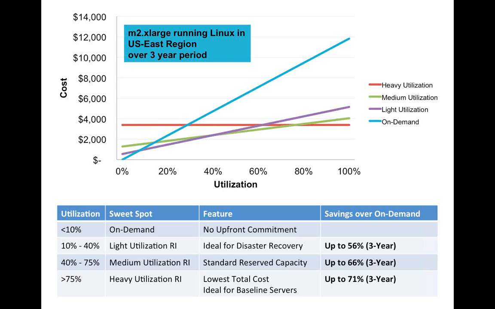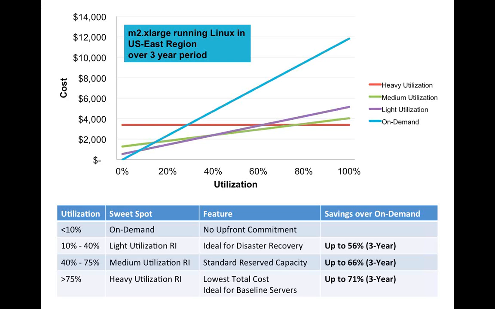Let's go on to the next element, the 40 to 75% mark. So this is around halfway there. We would recommend a medium utilization RI, which is standard reserved capacity. This might be a very good use case for things like development environments. Let's say you're using the development environments just during office hours and maybe not at all during the weekends. So this might be the best combination of upfront cost and lowered per hour pricing. You're only going to turn it on 40 to 75% of the time, and you can see that can give you up to 66% savings over 3 years. So significant savings there.